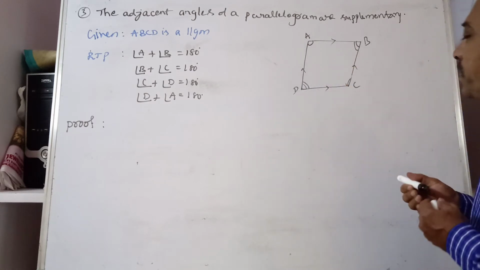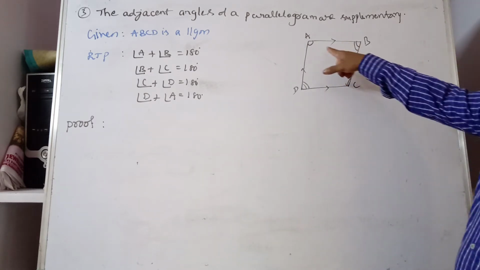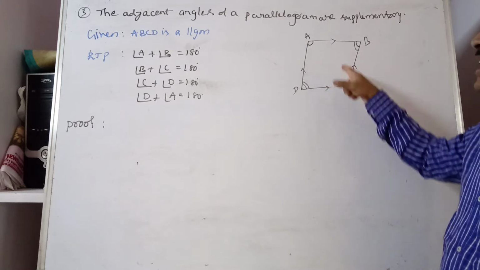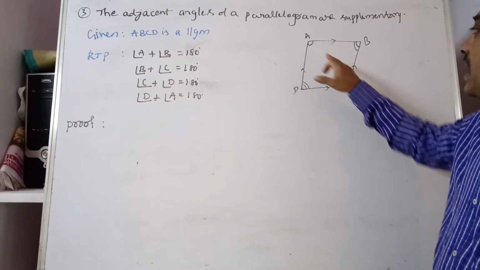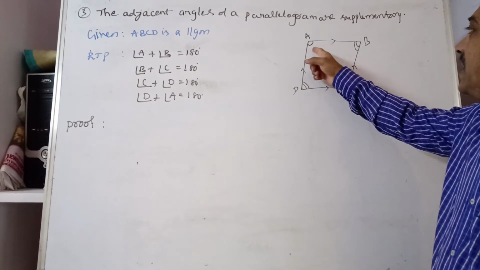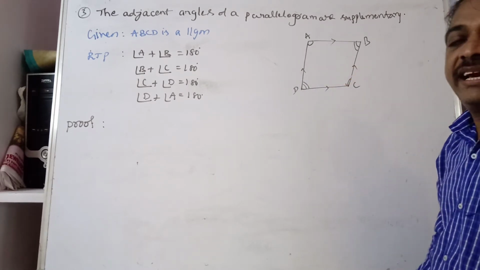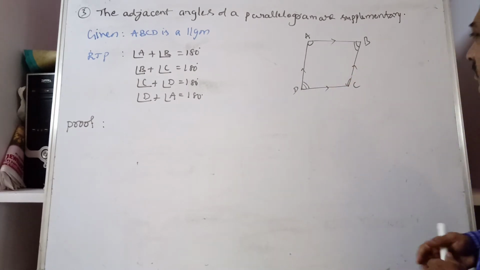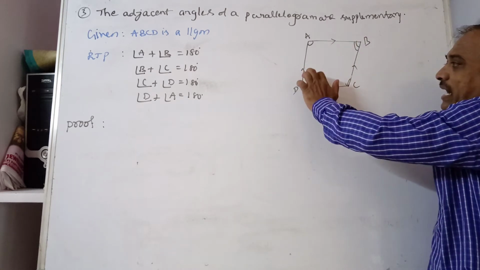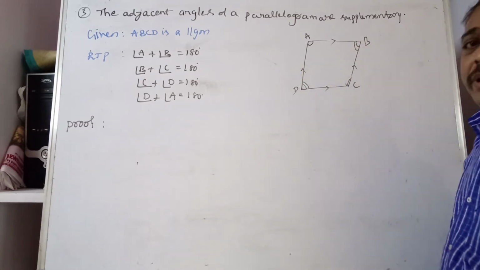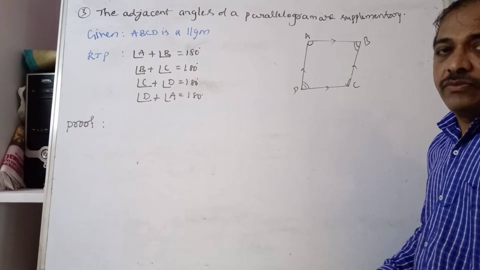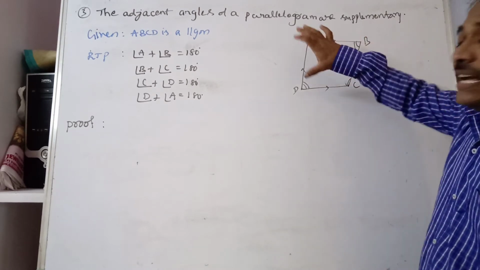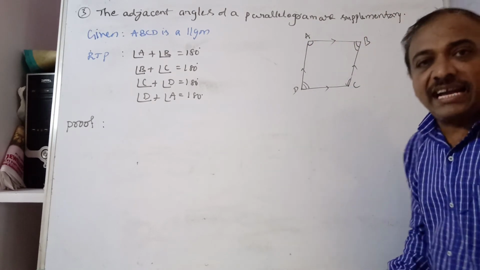As we know, look at this. Opposite angles of a parallelogram are equal. Angle A is equal to angle C. Angle B is equal to angle D. These two are equal. Now one more criterion we have. What is the criterion? In class 7th we learned the lines and angles chapter.